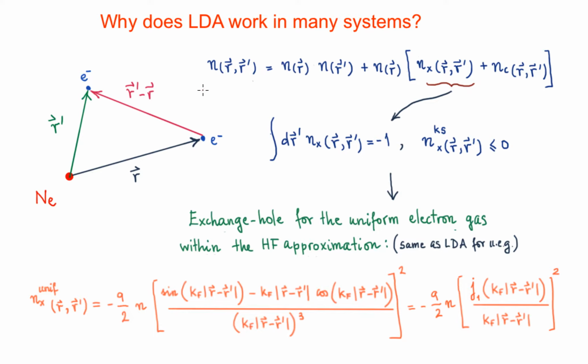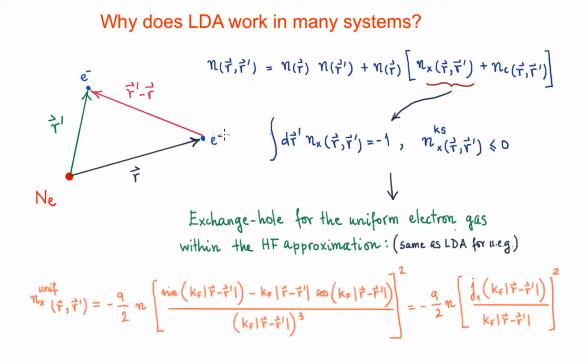So actually what we are going to do is compare the exact exchange hole for the neon atom and the one calculated within the LDA approximation. And as you know, this exchange hole is related to the pair density. The pair density depends on two position vectors, r and r prime. Basically, this pair density gives you the joint probability of, when one electron is located at position vector r, having another electron located at position vector r prime.